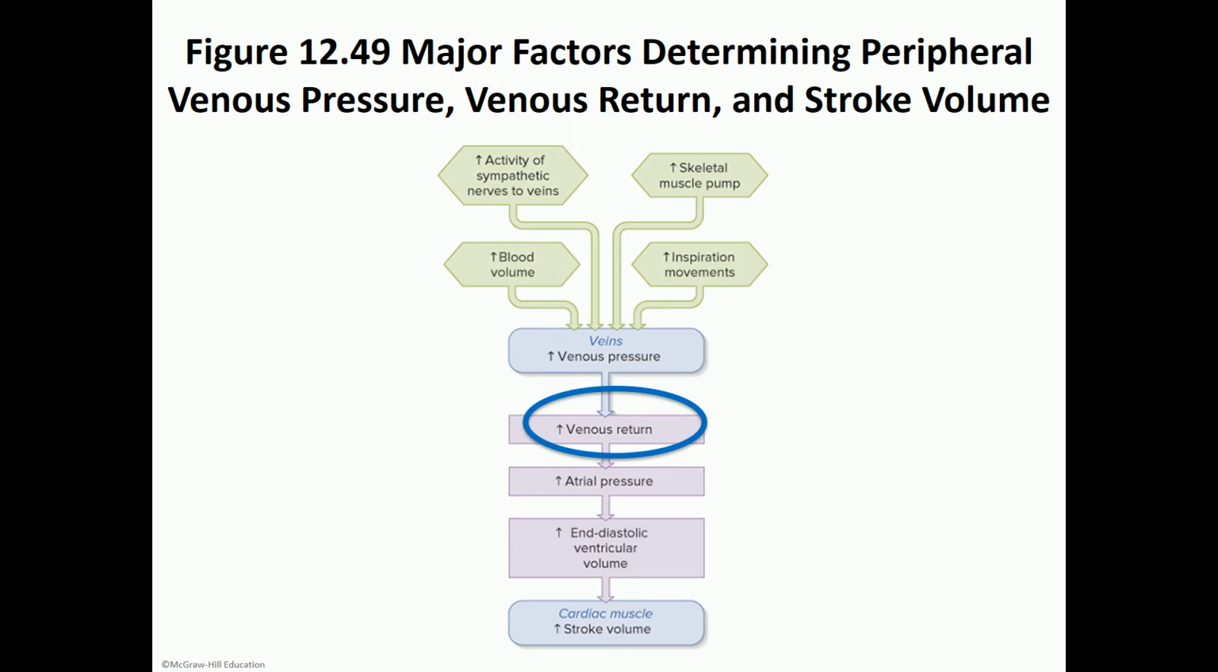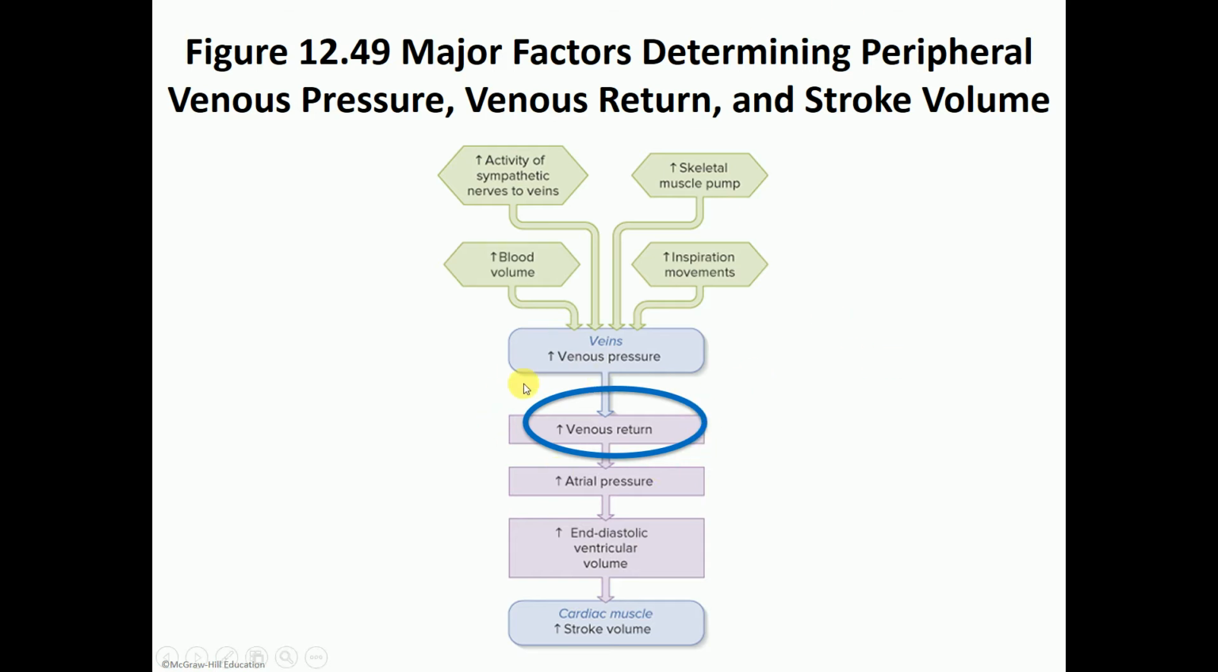So what are the major factors? We're going to be playing around here with venous pressures, venous return, stroke volume, heart rate, cardiac output, and end diastolic volume. At this point, if you do not remember what those are, I would highly recommend that you pause for a minute, go back and review them, and then come back. So what are the major factors that determine all of these?